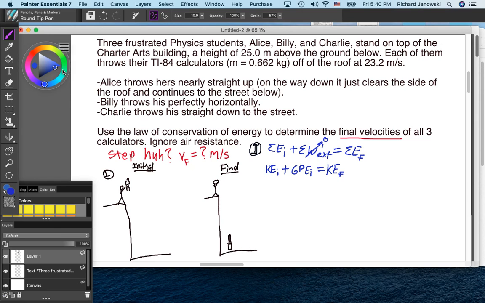Now, let me pick a green. A nice green. That looks like a nice green.